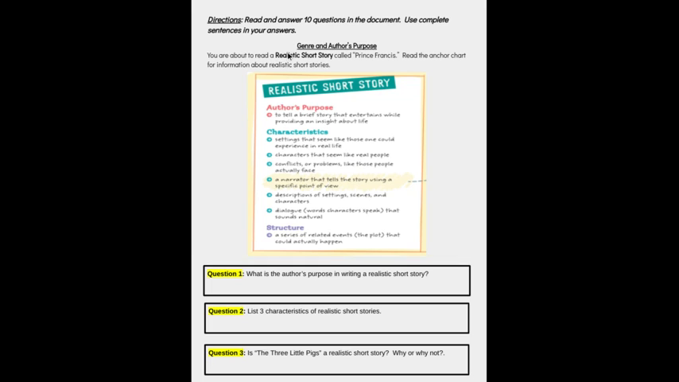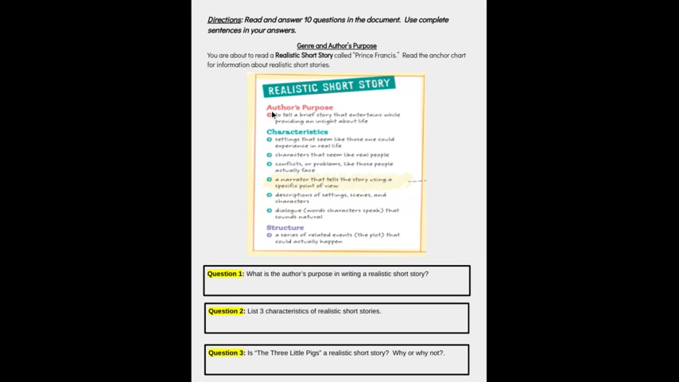So the genre and author's purpose. Genre is what kind of story it is. So you're about to read a realistic short story. Realistic means it's real. It could be real. And it's called Prince Francis. So you're going to read the anchor chart for the information about realistic short stories.